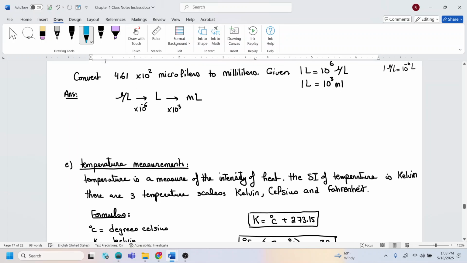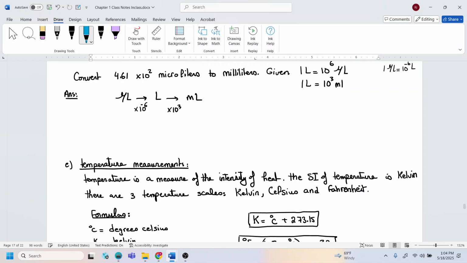Okay, same idea. We're going to convert 4.61 times 10 to the 2 microliters to mils. This is the given for me. Since I'm starting with microliters, I want to turn it into a milliliter. The microliter is a very small unit, and the milliliter is a larger unit than the microliter. So here, what do I need to pass? Since I'm given micro to liter, I need to use that, and then I can change the liter into a milliliter.